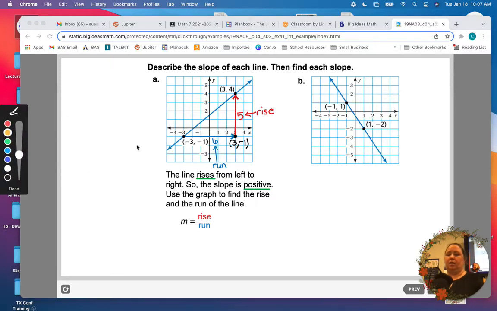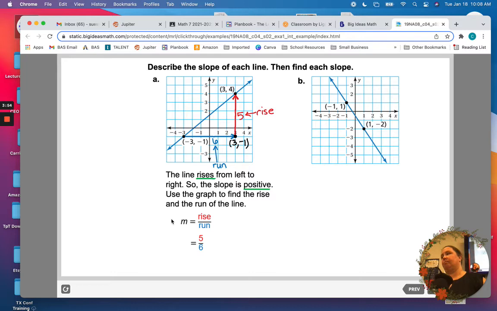Let's do it ourselves. So starting at the leftmost coordinate that we have, negative 3, 1, we're going to count the rise first. So we're going to go up. So from here I go up how many? 1, 2, 3, 4, 5. Okay, so my rise is 5. And then from here I'm going to go to the right. 1, 2, 3, 4, 5, 6. Okay, so I rose 5 and I ran 6. So my rise is 5, my run is 6. Now your slope is 5 over 6.